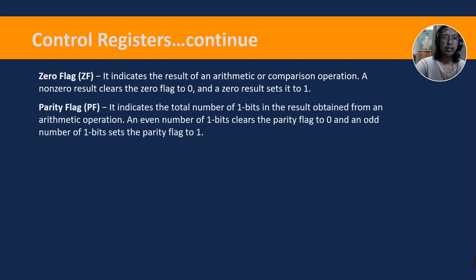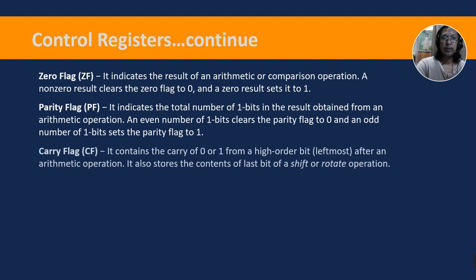Then you have the parity flag. It indicates the total number of 1 bits in the result obtained from an arithmetic operation. An even number of 1 bits clears the parity flag to 0, and an odd number of 1 bits sets the parity flag to 1. Then you have the carry flag. It contains the carry of 0 or 1 from a high order bit after an arithmetic operation. It also stores the contents of the last bit of a shift or rotate operation.